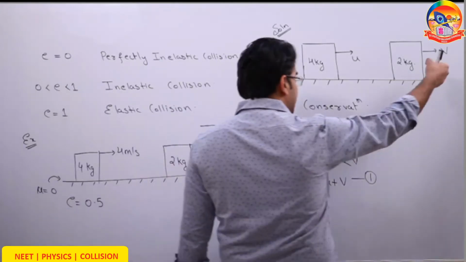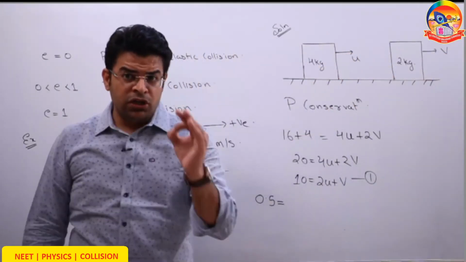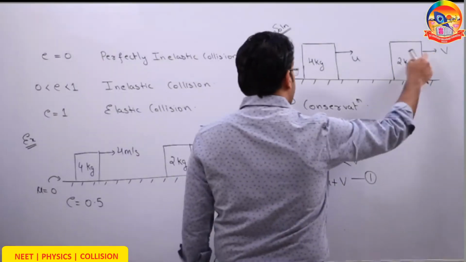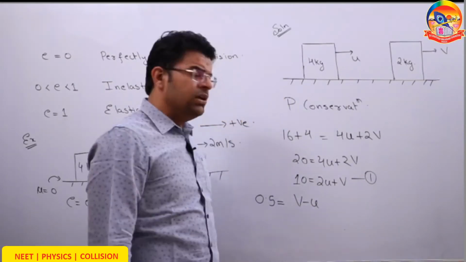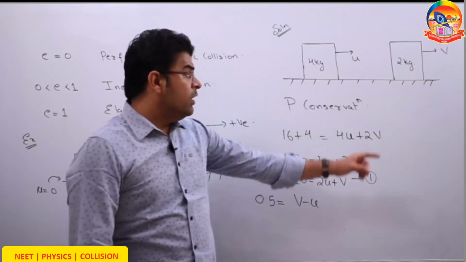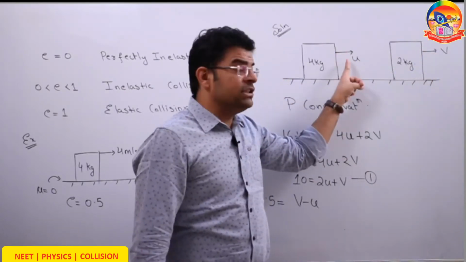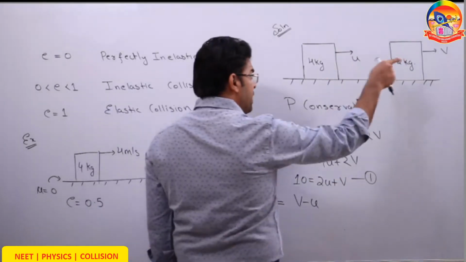This velocity is trying to increase the separation. This velocity is trying to decrease the separation. So the velocity of separation has to be equal to v minus u. Sir, how do you know v minus u or v plus u? Beta, again saying, this velocity is trying to increase the separation. This velocity is trying to decrease the separation. So the overall rate of separation will be v minus u.